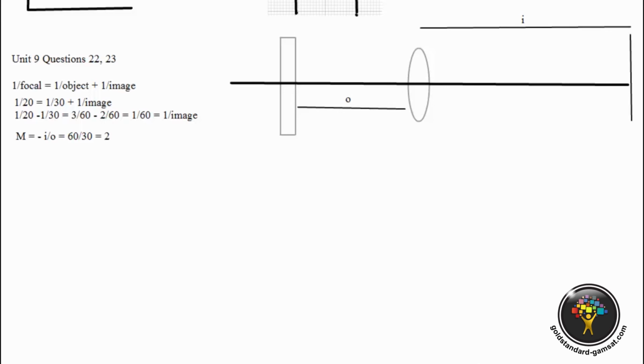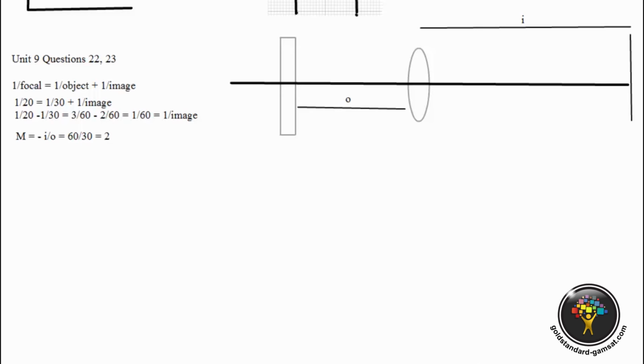So what that means is that if whatever object that you have, if it's 1 meter, if it's 2 meters, if it's 5 feet tall, whatever, because the magnification is 2, the image will be twice as long. So that's what the magnification means. If the magnification is less than 1, it would mean that the image is going to be smaller than the object. If the magnification is greater than 1, it means it's going to be that many times greater than the object. So now we have a magnification of 2, which means it's twice the dimensions of the object.